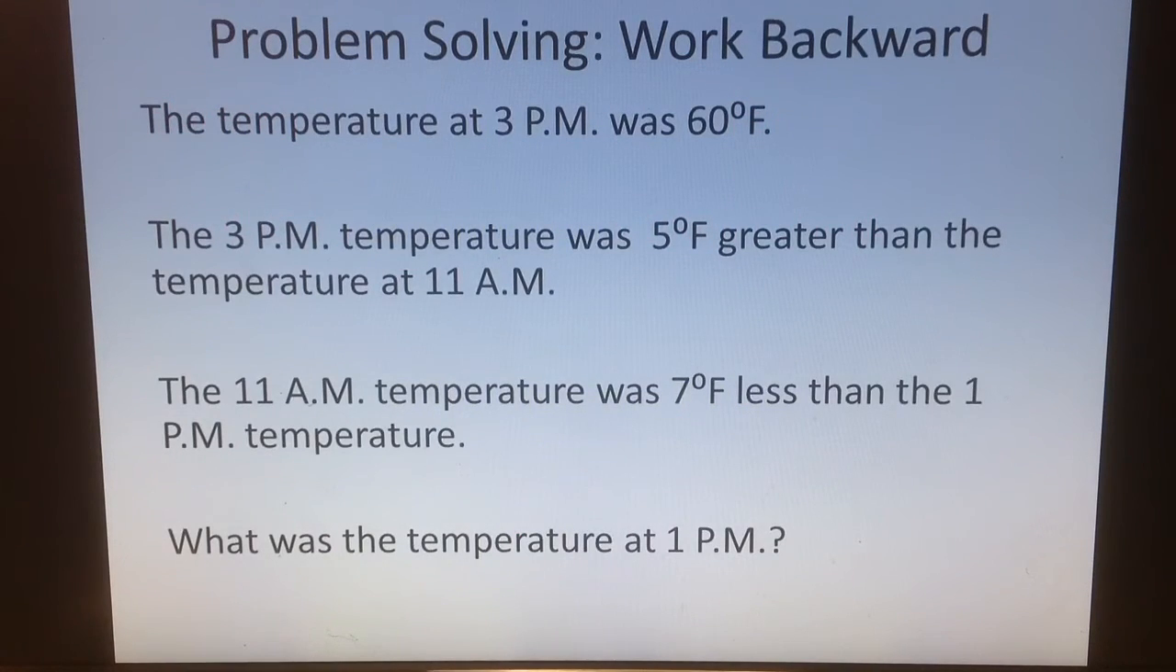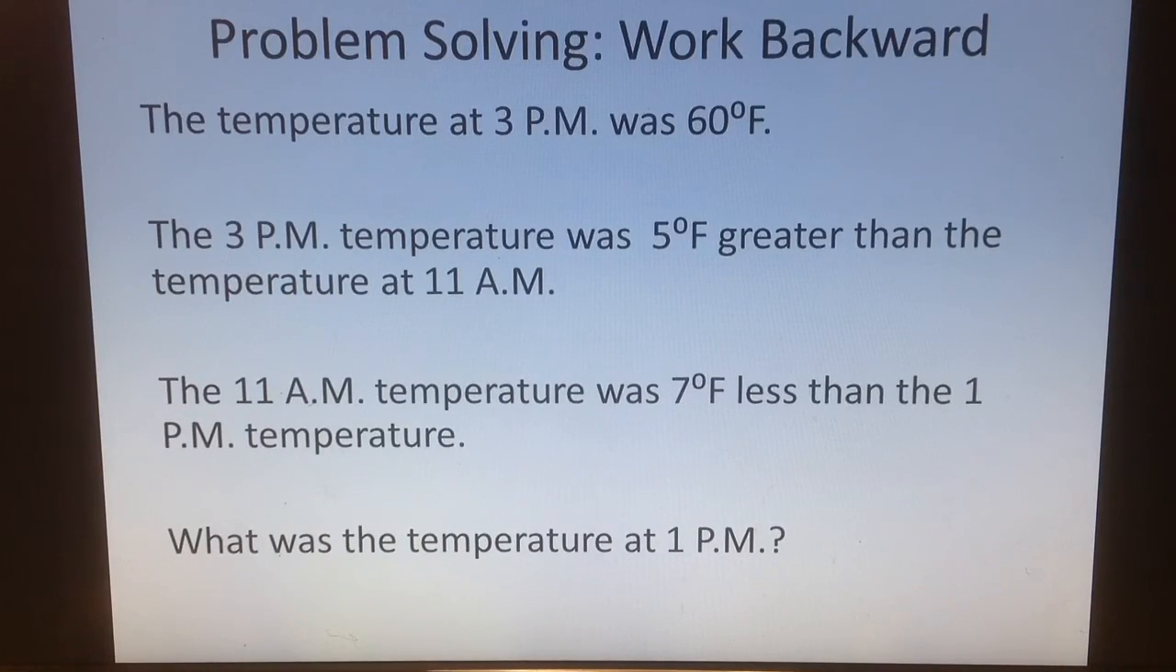Here's another very tough kind of problem. The temperature at 3 p.m. was 60 degrees Fahrenheit. The 3 p.m. temperature was 5 degrees greater than the temperature at 11 a.m. The 11 a.m. temperature was 7 degrees less than the temperature at 1 p.m. What was the temperature at 1 p.m.? Oh, such a tough problem.